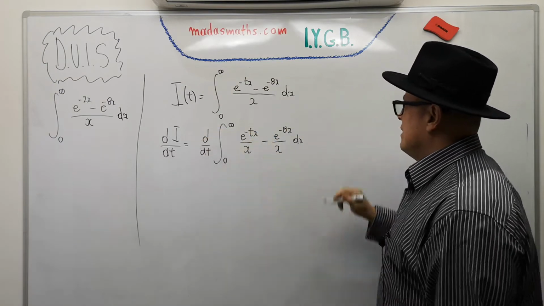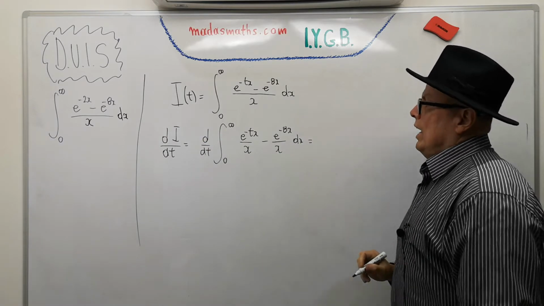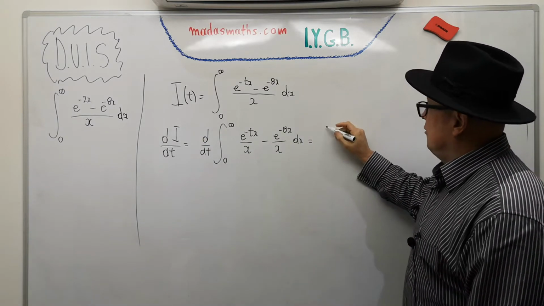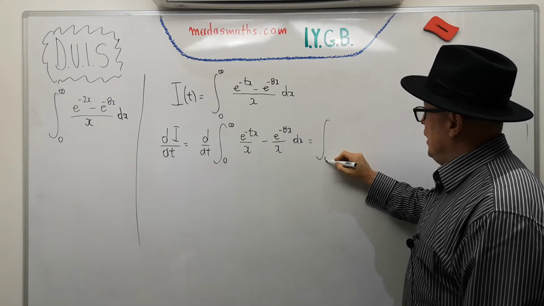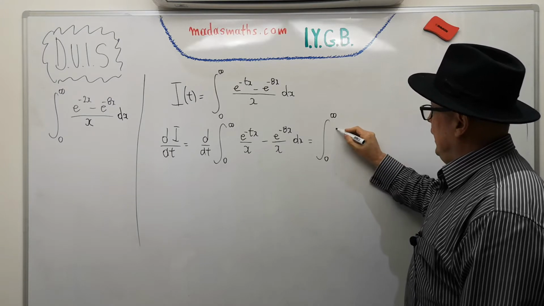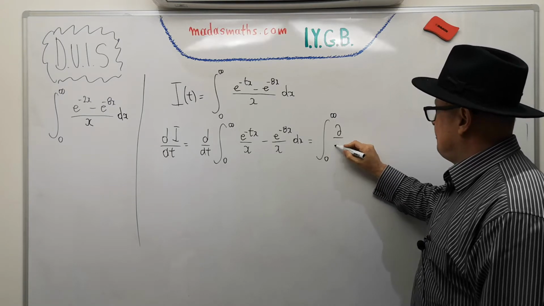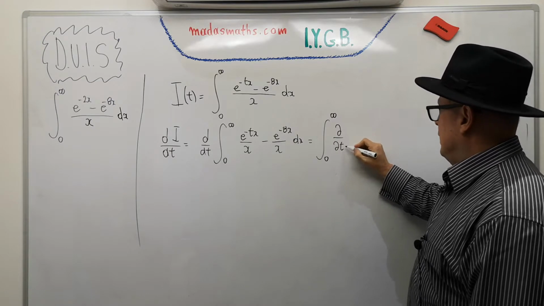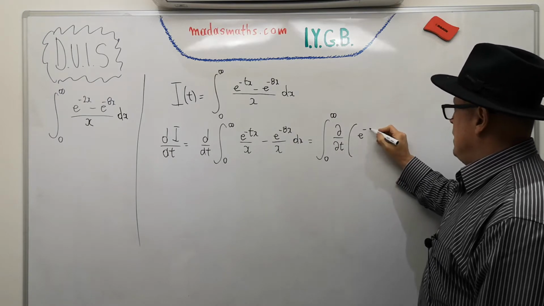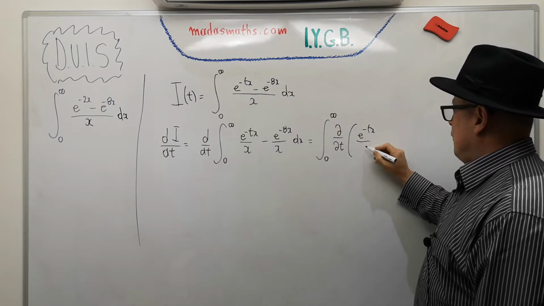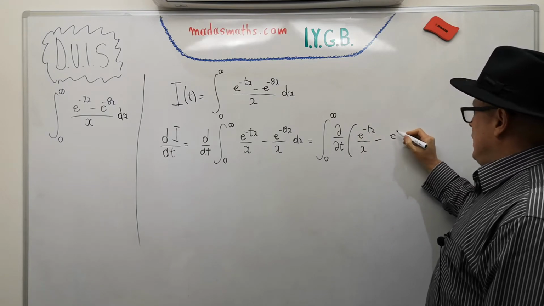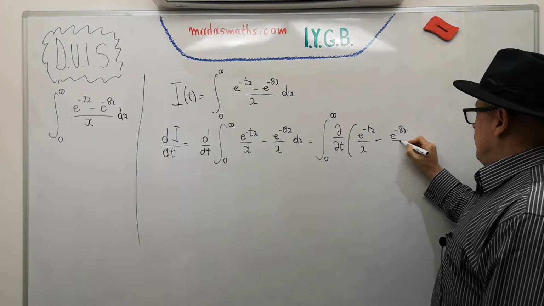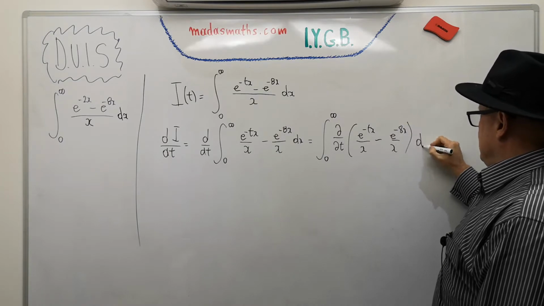However, when this goes inside, let's do it properly for once. We're going to have to use a partial derivative. So this now will become the integral from 0 to infinity, and we're going to have d by dt of e to the minus tx over x minus e to the minus 8x over x, close bracket, dx.